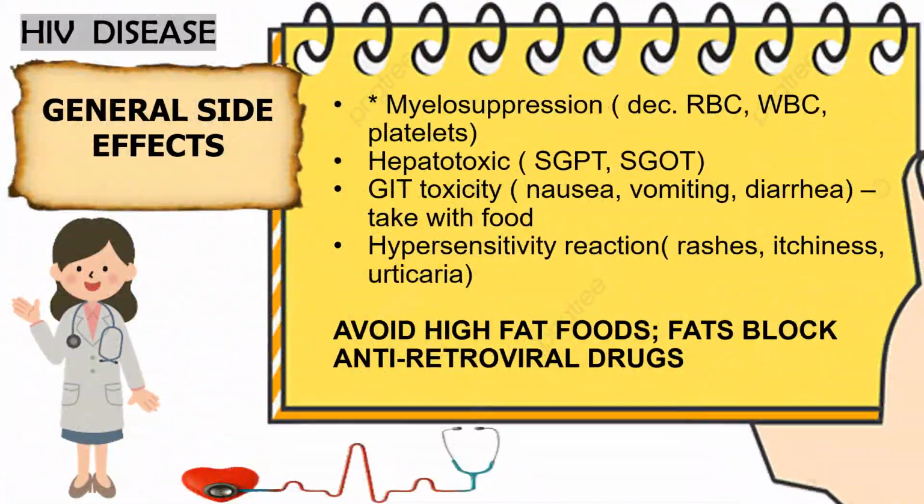Those anti-HIV drugs or the antiretroviral therapy may cause the following general side effects, such as myelosuppression, wherein there will be a decrease in RBC, WBC, and platelet counts. May also cause hepatotoxicity. There will be increase or decrease in the SGPT or SGOT, and can cause gastrointestinal toxicity such as nausea, vomiting, diarrhea.